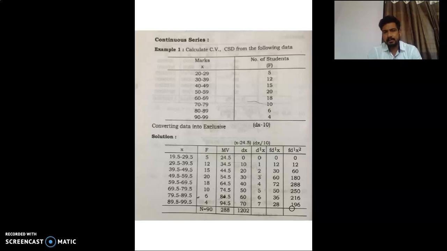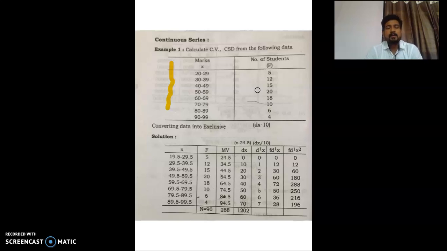In this last lecture of unit number 2, we are going to calculate the standard deviation, coefficient of standard deviation and coefficient of variance for a continuous series. So you have the problem here of a continuous series. For that problem, we first have to convert the data into an exclusive series. First I will read the problem, then we will move to the tabulation, and then we will go through the actual calculations.